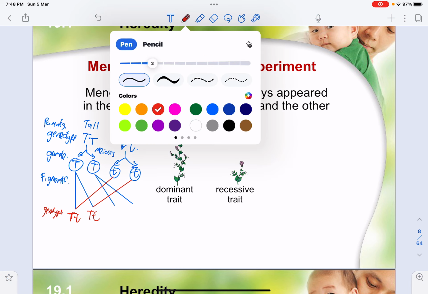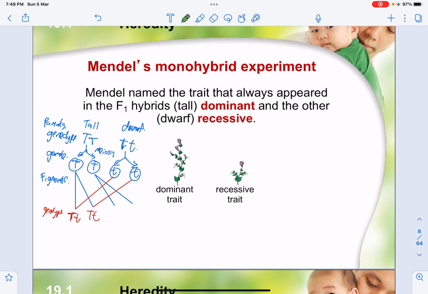Then comes the other one, where you have two lines again. One matches with the female one, and then it matches with the other one. So this will also still give you big T, small t, big T, small t. So this becomes the F1 generation genotype.